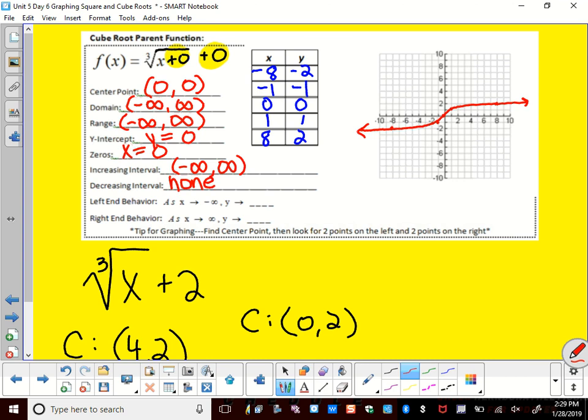All right, your end behavior. What is this guy doing? Going up or going down? Going down? Nope, it's going down. It's going to keep going further and further and further down. And what about this guy over here? It's going to go up towards positive.